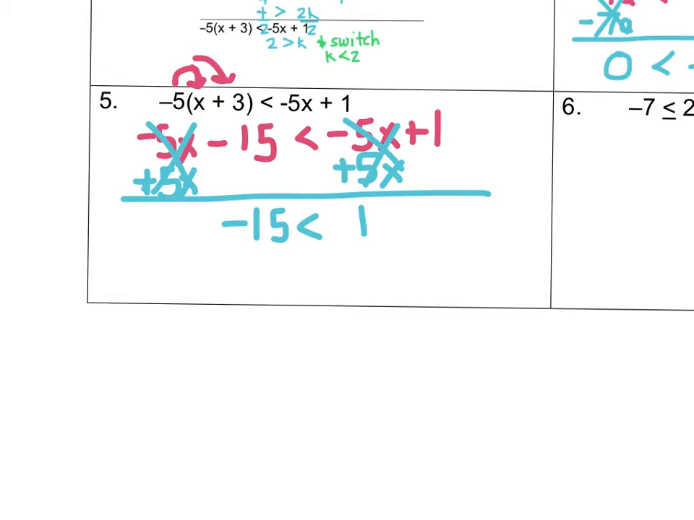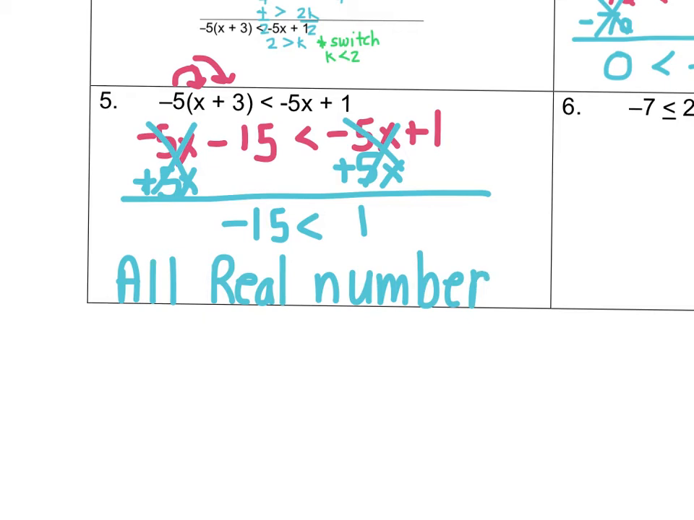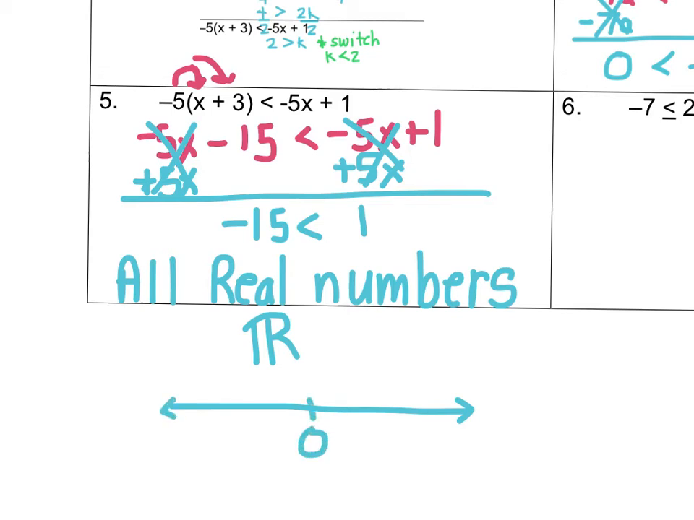This statement is a true statement. However, that's not the answer. The answer is that all real numbers will work for this. Because the statement is true, there's nothing that will make it false. So all real numbers is the solution. You can write it as all real numbers, or you can write it as this fancy R. Now, because all real numbers is the solution, we can graph this. We'll have 0 as our frame of reference, and then our solution will be all of the numbers.